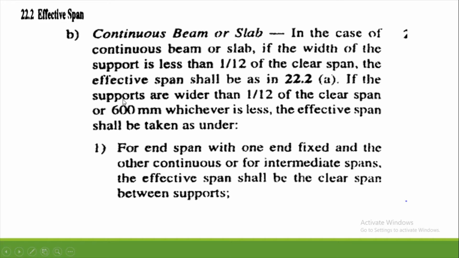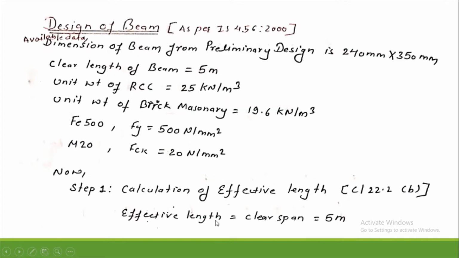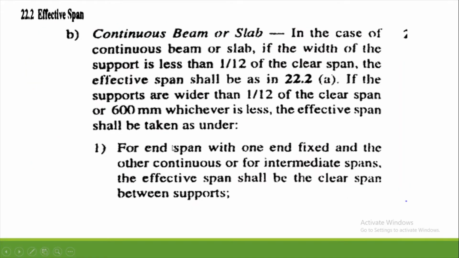If not, if the supports are wider than 1/12 of the clear span or 600 mm, whichever is less, the effective span shall be taken as under. For spans with one end fixed and the other continuous, or for intermediate spans, the effective span shall be the clear span between supports. Here I am taking this condition. So my effective span shall be the clear span between supports. Effective length and effective span are the same. Effective length of beam, the effective span, is equal to the clear span, which is 5 meters. I hope you understand that.